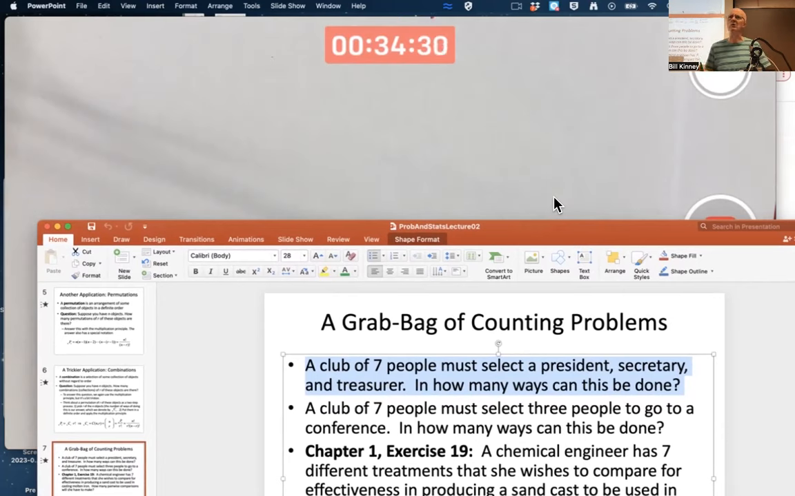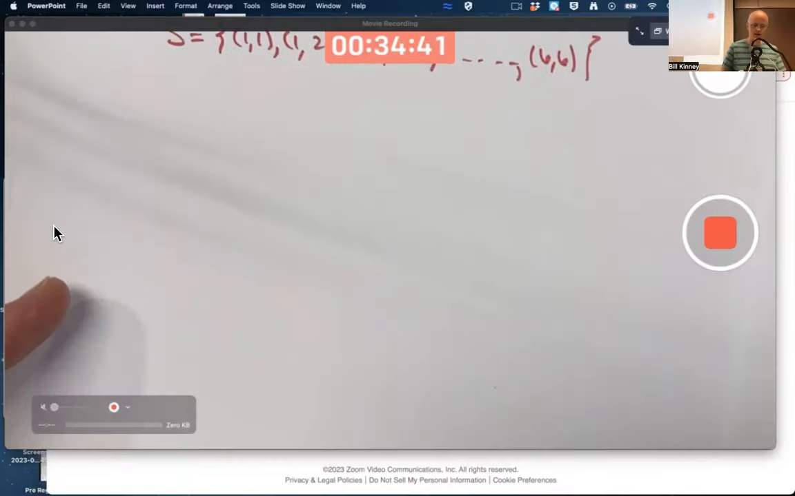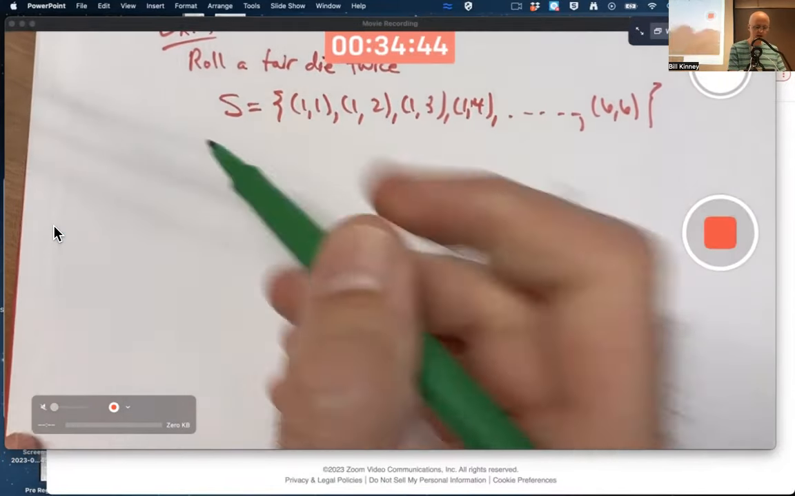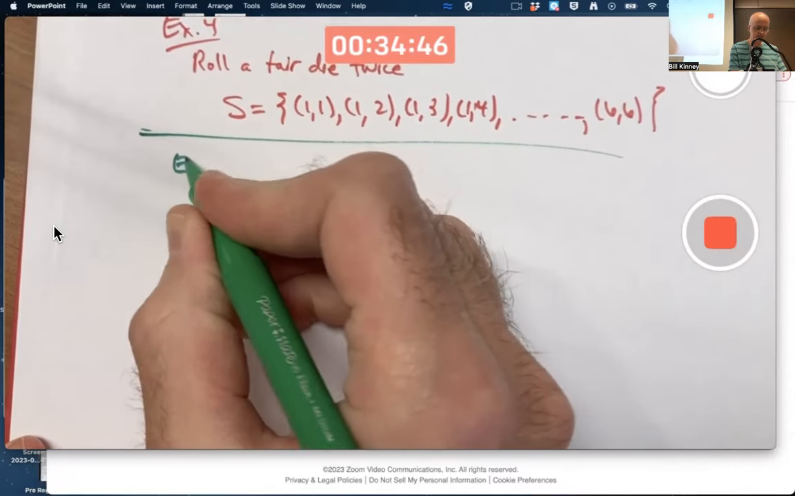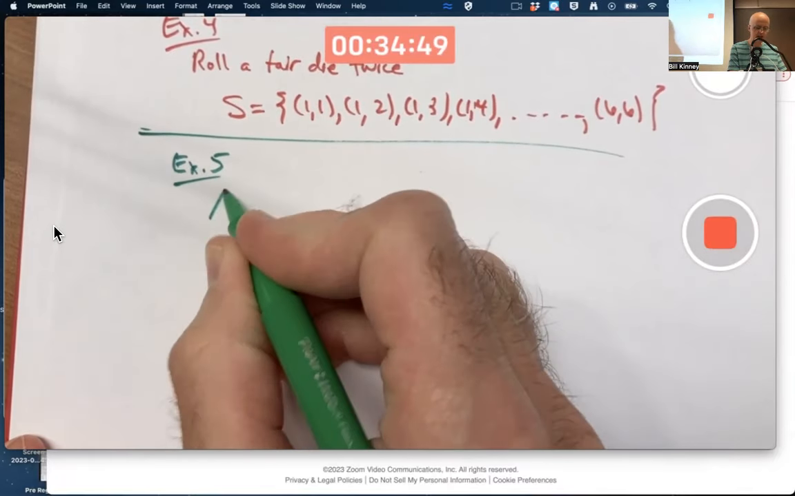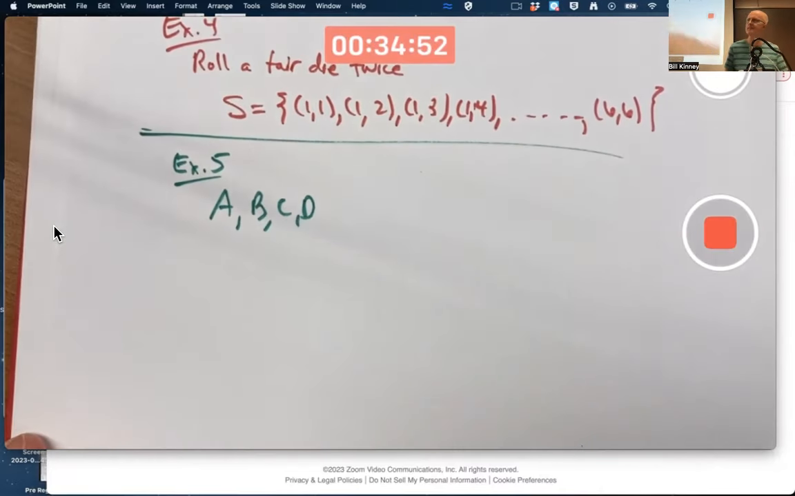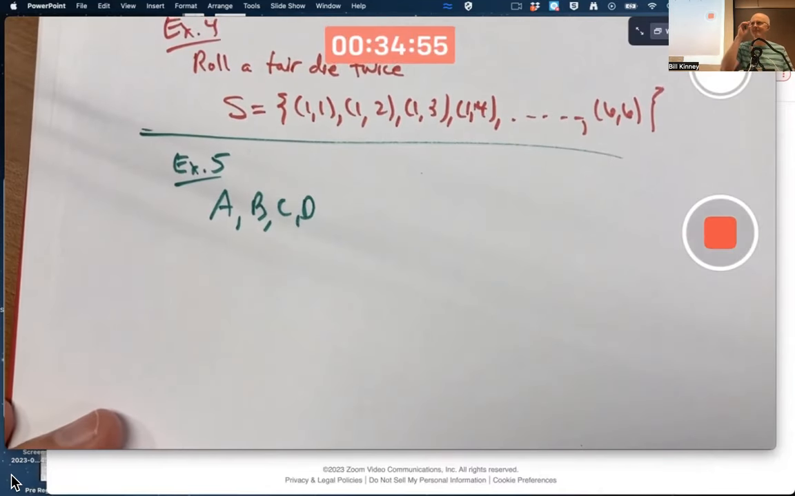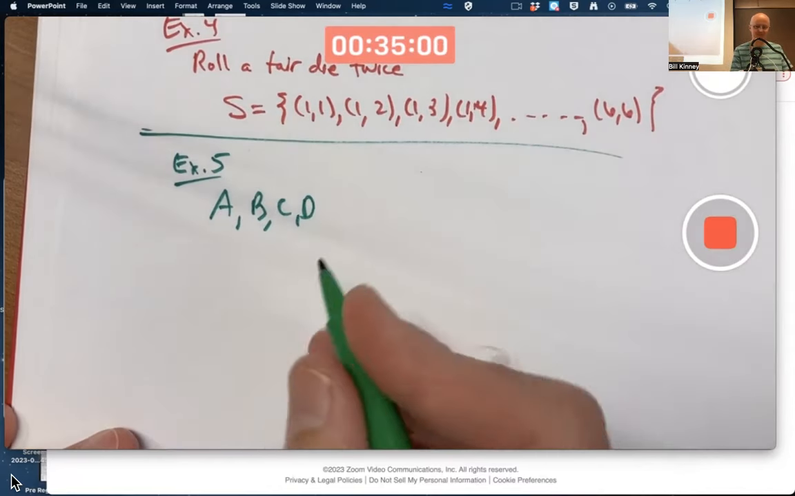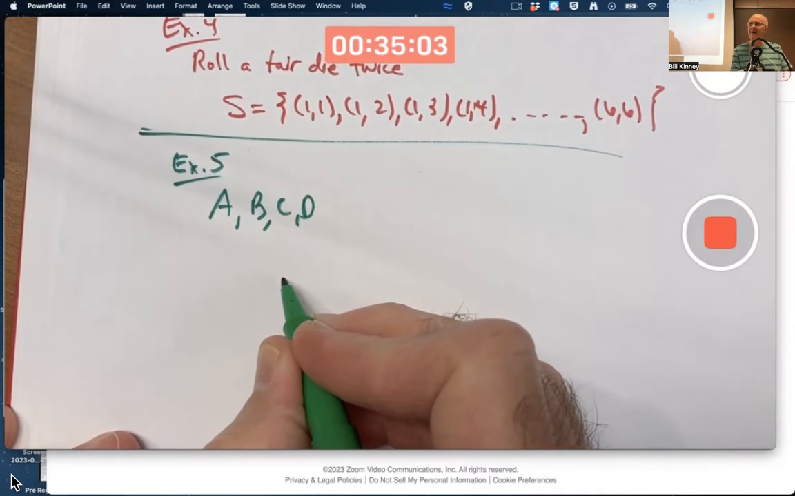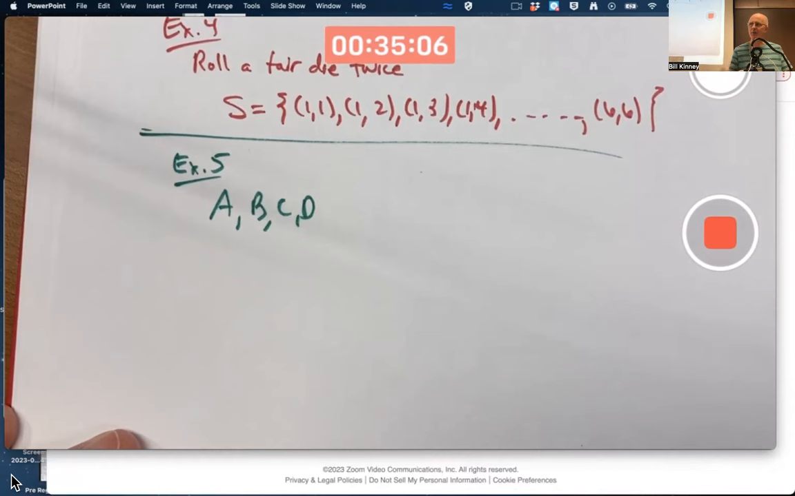Let's solve a simpler problem first. Let's pretend instead of 7 people, there's just 4 people. And those people happen to luckily have first names that start with the letters A, B, C, and D. How fortunate. How many ways can we select a president, a secretary, and a treasurer?